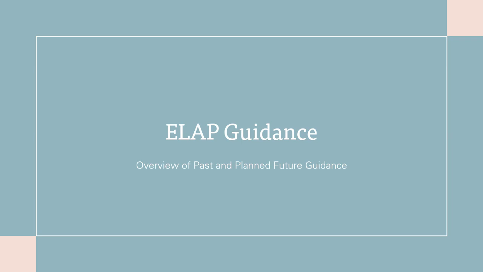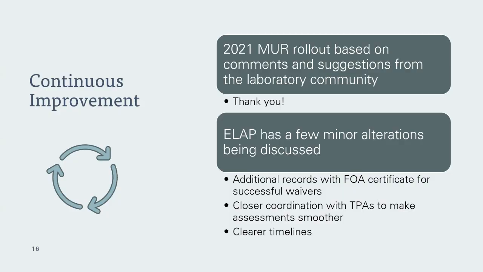When we move on to the next slide, we have the same mantra that all the laboratories have under the TNI standard. We want continuous improvement. So the 2021 method update rule rollout was based on the suggestions and the comments from the laboratory community. And because of that, we had a great success, but we do see room for improvement, right? There's always room for improvement to make the application process smoother, both when you submit your application and for any future applications thereon.